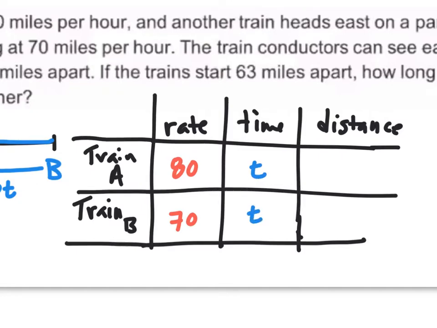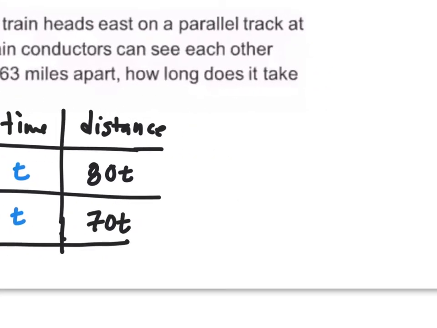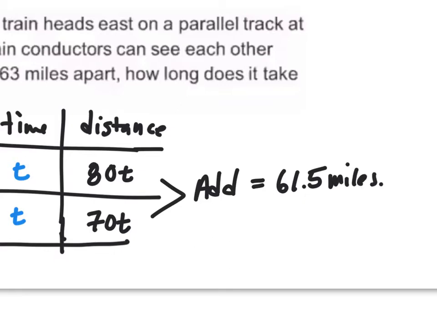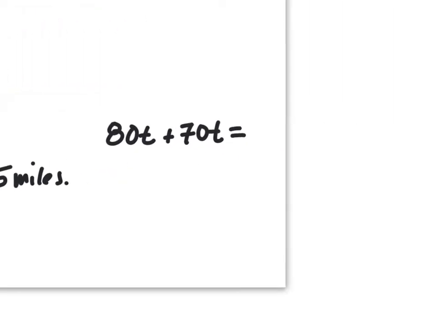And what we have is that if we take the rate times the time, that gives us the distance. So this is going to give me 80t, and this is going to give me 70t. And that's how I got 80t and 70t in the first place. But what I want to do is make the realization that if we add these together, then we equal 61.5 miles. So I'm going to set up an equation and take 80t plus 70t, add those up, and that's going to give me 61.5.